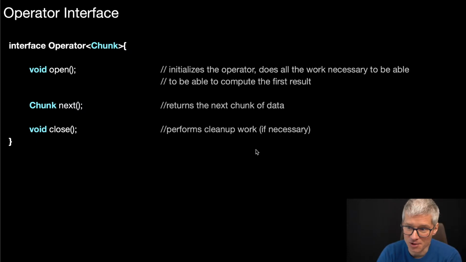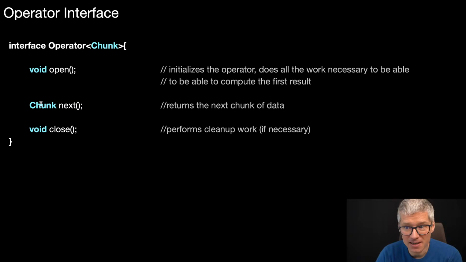And the contract of those operators is as follows. So I say, okay, there's an open method. It initializes the operator, does all the work necessary to be able to compute the first result. The inverse to that is close, so it performs the cleanup work if necessary. So closing files or something like that, closing a network connection, whatever, deleting temporary data you might have created on the way, stuff like that. The interesting thing is this next method. So this can be called from outside, and the contract is it returns the next chunk of data.